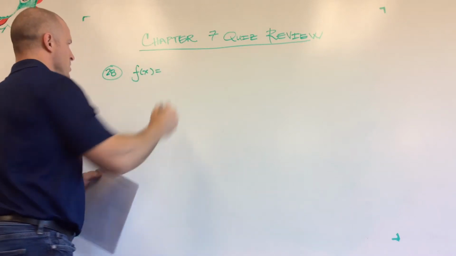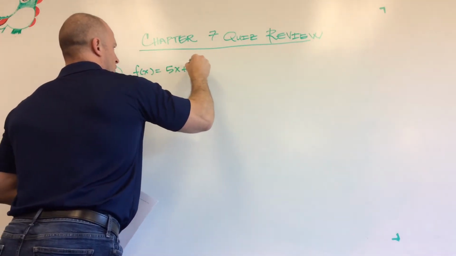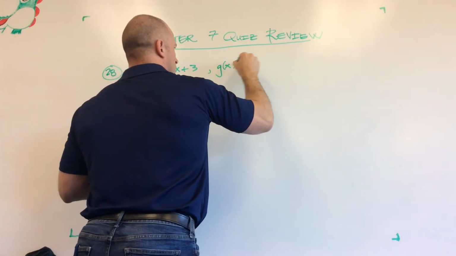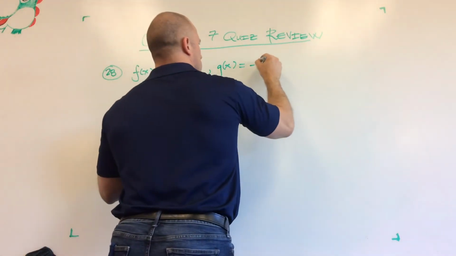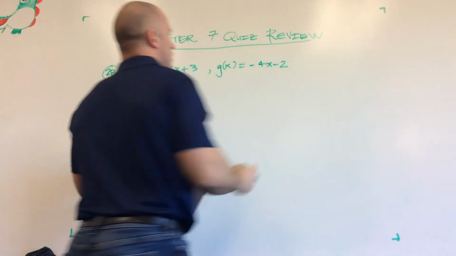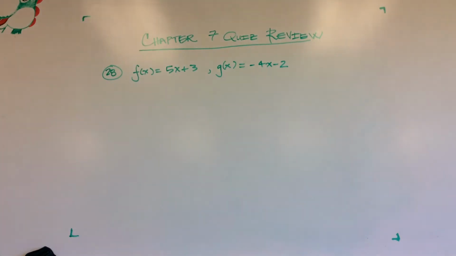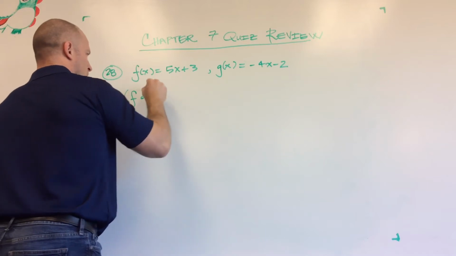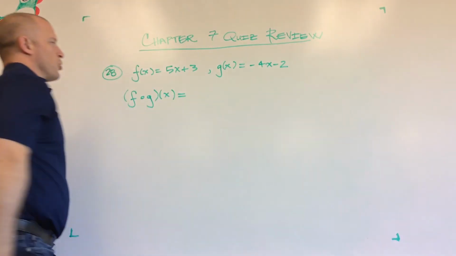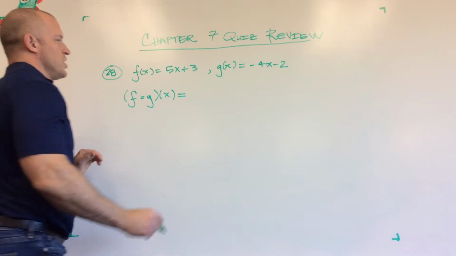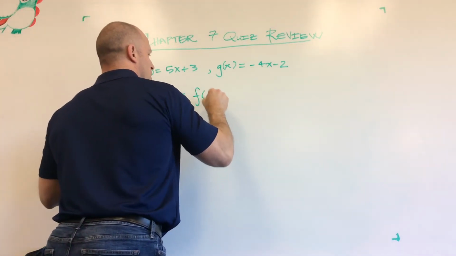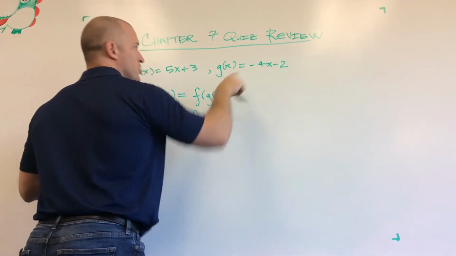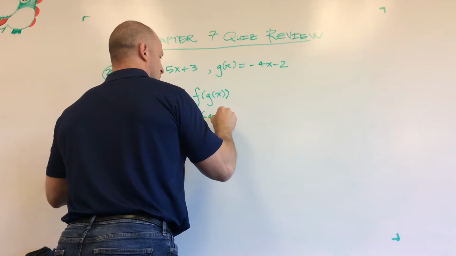So 28: f of x equals 5x plus 3. g of x equals negative 4x minus 2. To determine whether or not these are inverses, we just take their composition. Go through our normal composition process. F composed with G means the same thing as F with G as its new input. G is negative 4x minus 2.